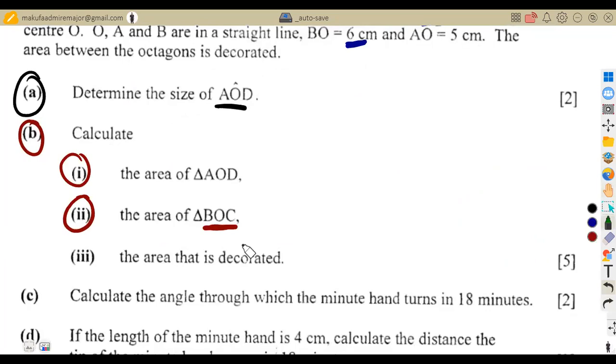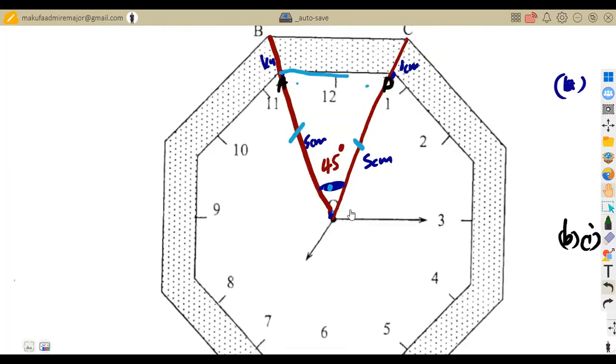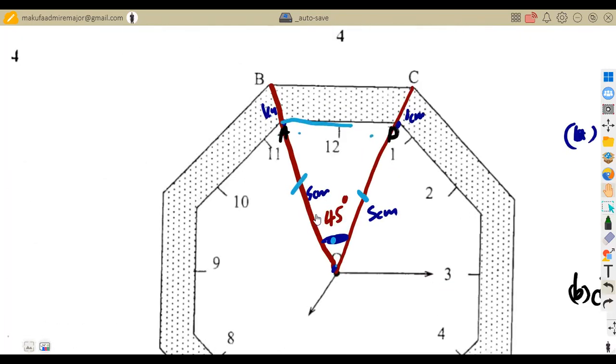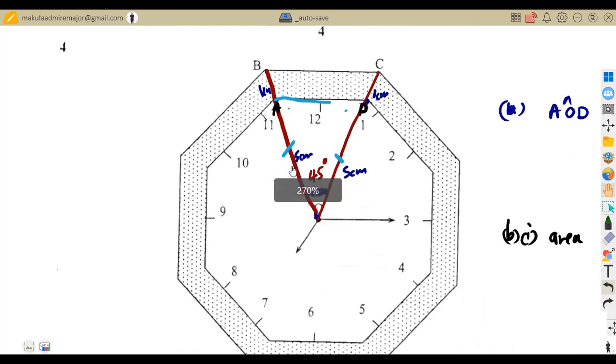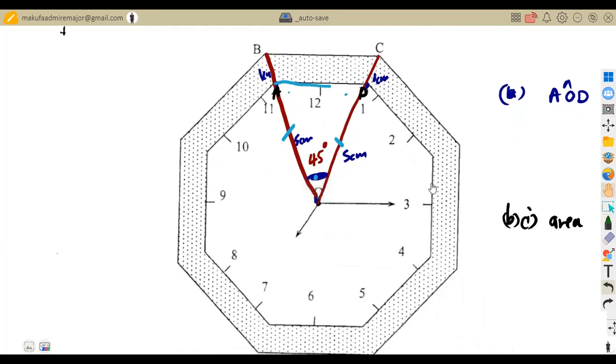In this case, we need to find the area that is decorated. All right, what is the decorated part in this case? This is what we have on our diagram. If you check here, there's a part that is decorated, the one having D dot C, that is the decorated part.